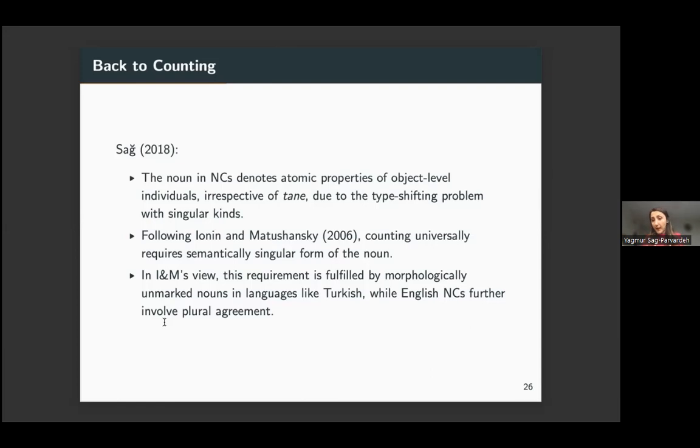In all languages, a numeral takes a noun in a singular form. But in some languages like English, you see the plural marker appearing on the noun, as in "two books." But this is just an agreement marker. It's not semantically contributing to the noun's denotation before it's being counted. So Turkish represents the cross-linguistic picture, while English is the outlier here.